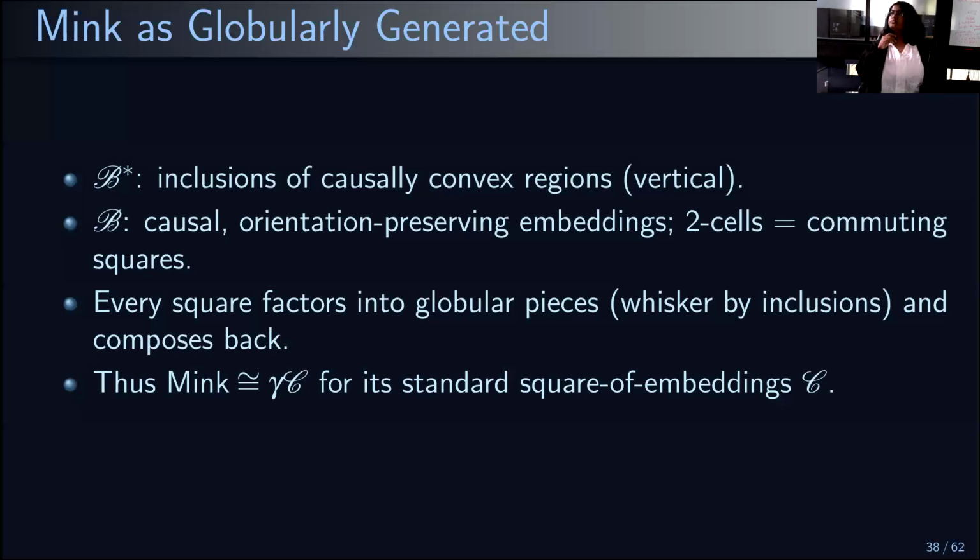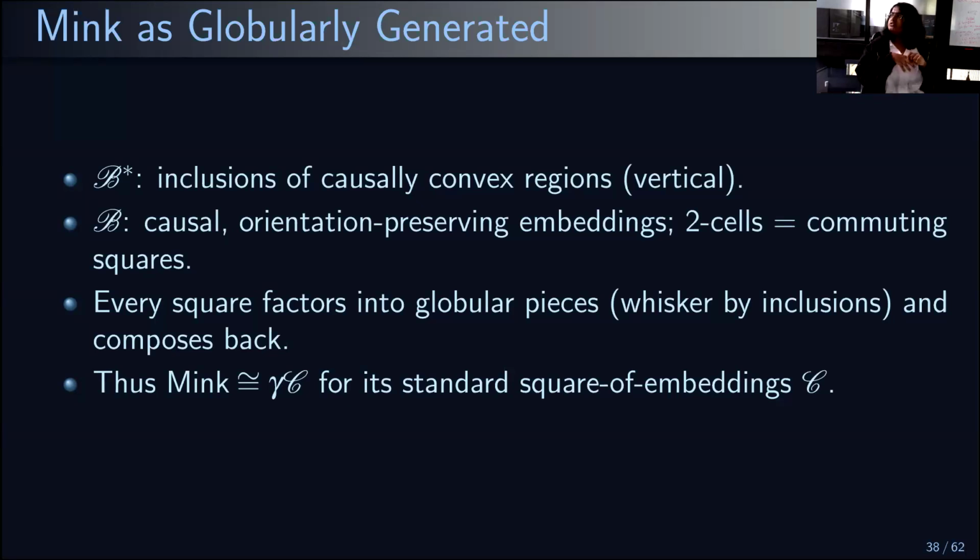So if you consider the double category of Minkowski spaces as something that's globally generated, basically we just take the vertical and horizontal morphisms and these squares that we defined earlier, and plug in whatever we got into what the decorated bicategory is supposed to look like. So here the first category would be the inclusions of causally convex regions, and the second one would be causal orientation-preserving embeddings, while the squares are just the commuting squares between them.